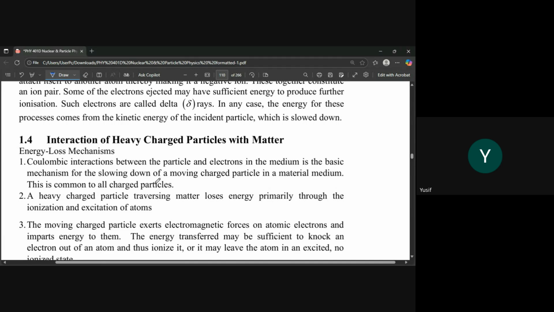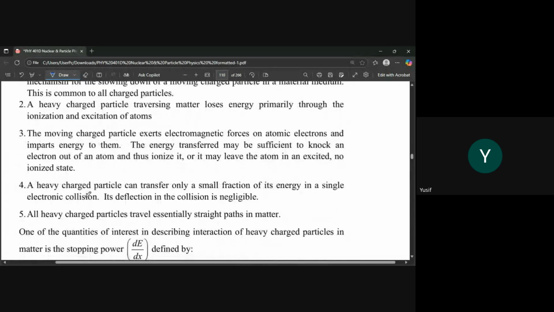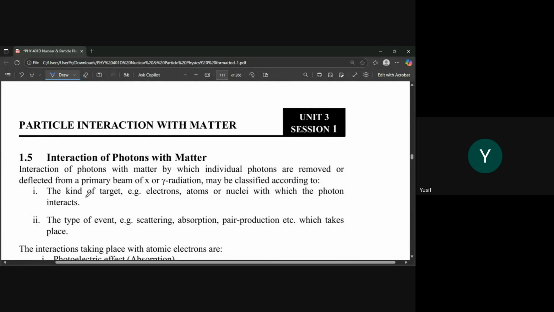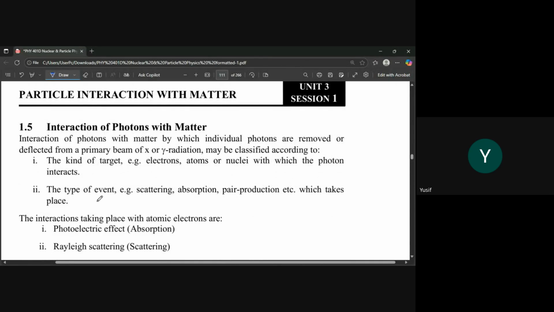Now let's look at the interaction of heavy charged particles with matter, the energy loss mechanisms. Point one: Coulombic interactions between the particle and the electrons in the medium are the basic mechanism for the slowing down of a moving charged particle in a material medium. This is common to all charged particles. Point two, I'll leave for you to read about. It's not anything serious.